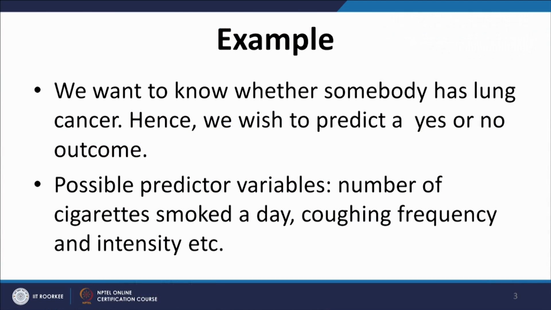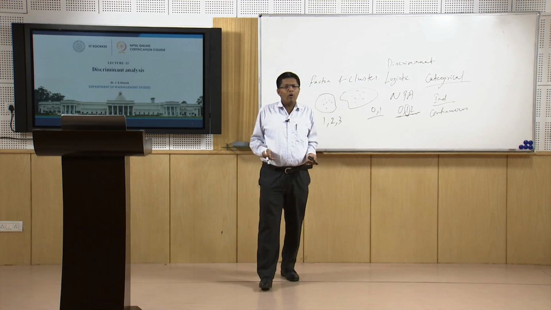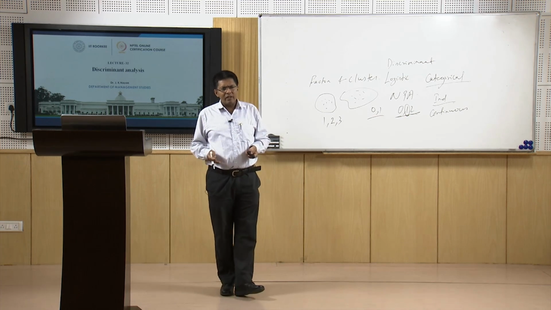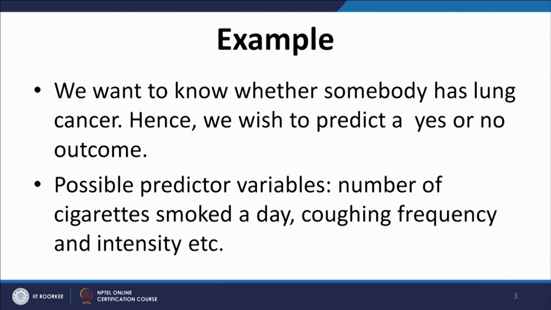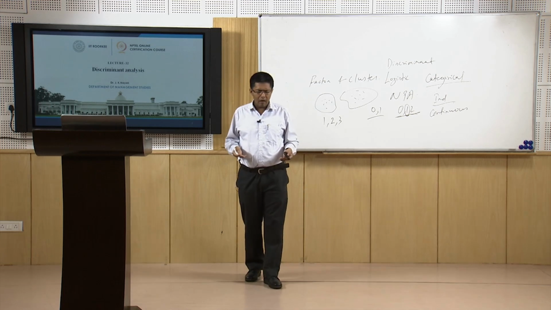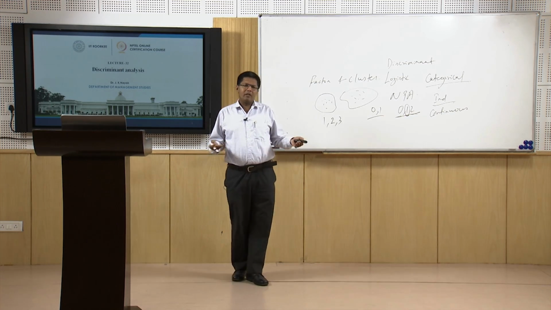We want to know whether somebody has lung cancer or not, right. So, there are two possible outcomes: yes, he has lung cancer, or no, he does not have lung cancer. The possible predictor variables in this case, how did I take these possible predictor variables? That is simple, from your maybe past experience, earlier research that has been done in this area of study, or maybe your own understanding.